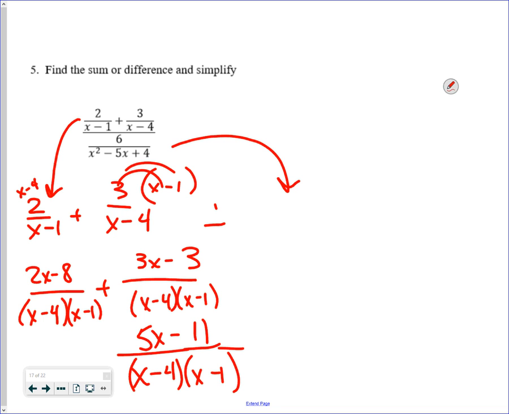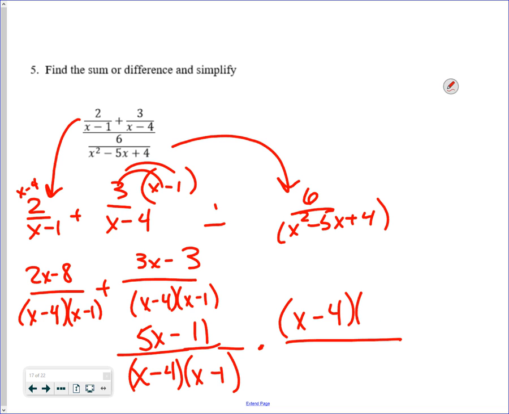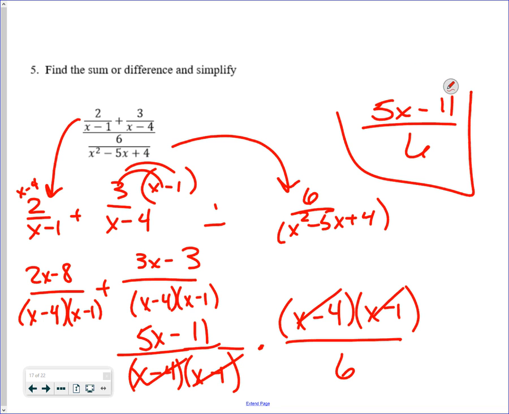And now that is being divided by 6, x squared minus 5x plus 4. Since I'm dividing, I'm going to multiply by the reciprocal. X minus 4, x minus 1. Cancels, cancels. Final answer then, 5x minus 11 all over 6.